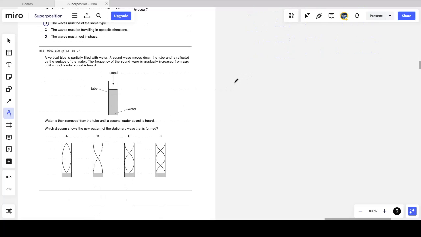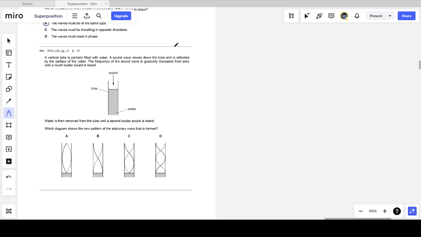The next question is 884. It is from the summer 2020 exam. It's question paper 1, variant 3, and it's question 27 from the paper. We're told that a vertical tube is partially filled with water. A sound wave moves down the tube and is reflected by the surface of the water. The frequency of the sound wave is gradually increased from 0 until a much louder sound is heard. Water is then removed from the tube until a second louder sound is heard. Which diagram shows the new pattern of the stationary wave that is formed?